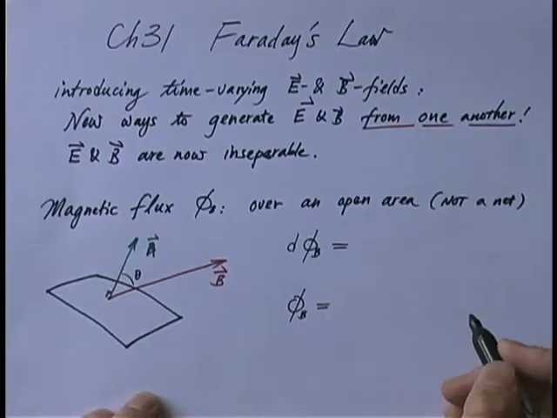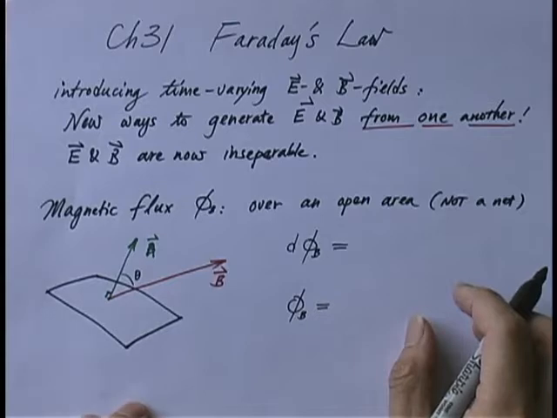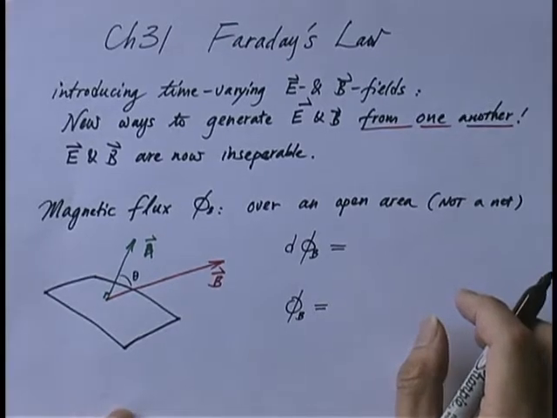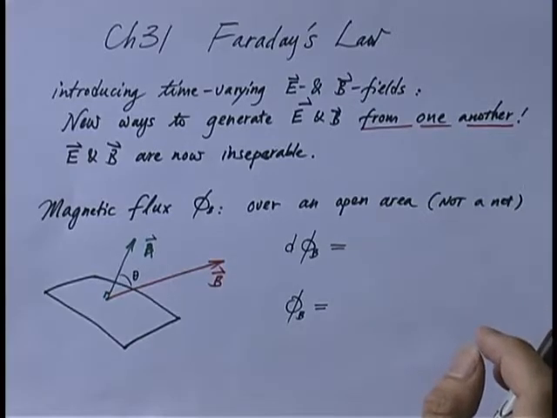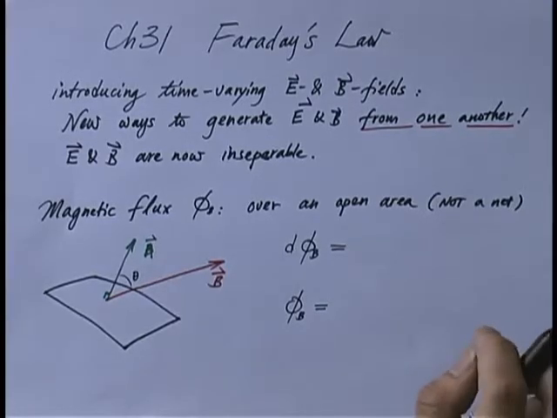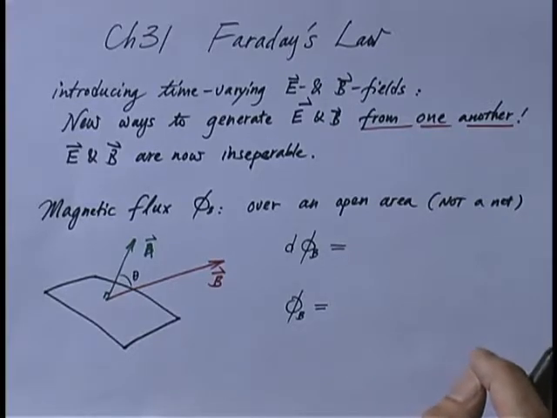Chapter 31, Faraday's Law. We have so far introduced the electric field and the magnetic field, and we learned that an electric field can be created by electric charges, and a magnetic field, on the other hand, can be created by a moving electric charge or electric current.